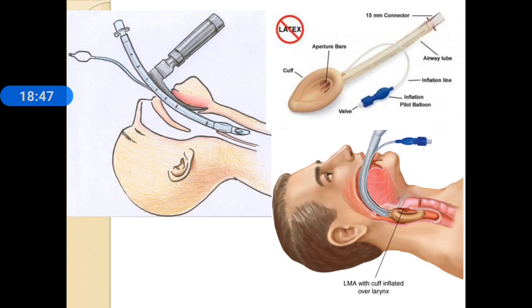So you can see this now. The first picture over here is the endotracheal tube, and this over here is a laryngeal mask airway. You can see how it goes and how deep it goes. It only goes up to the area of the larynx.